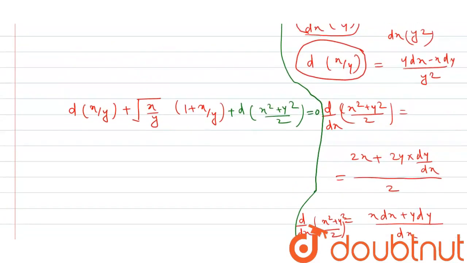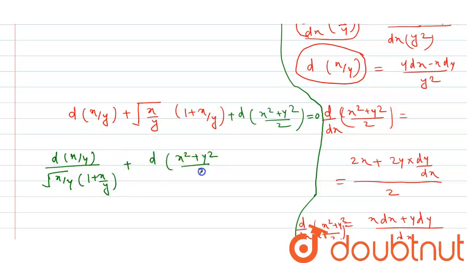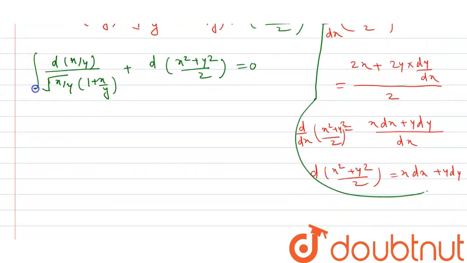Now see, take under root of xy common, multiplied by 1 plus xy. So what you will be left with is d of x/y divided by under root of x/y multiplied by 1 plus x/y, plus d of (x² + y²)/2, which is equal to 0. Now integrate both sides. Put the integration sign here also, and here also.